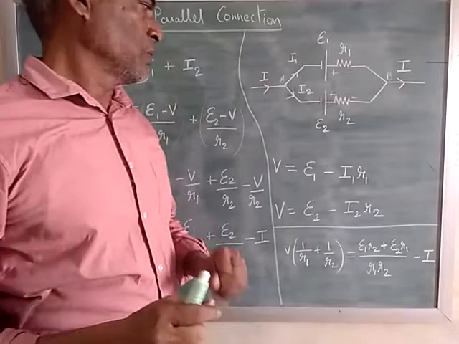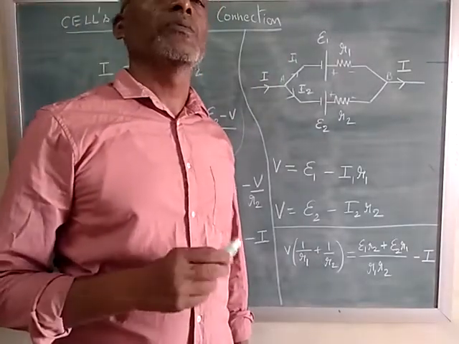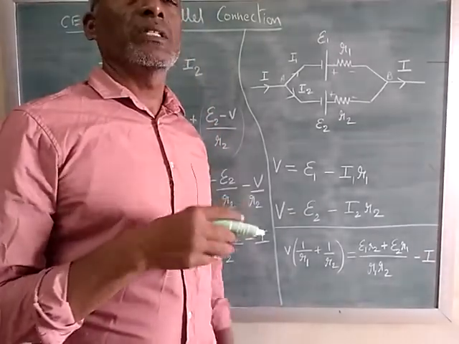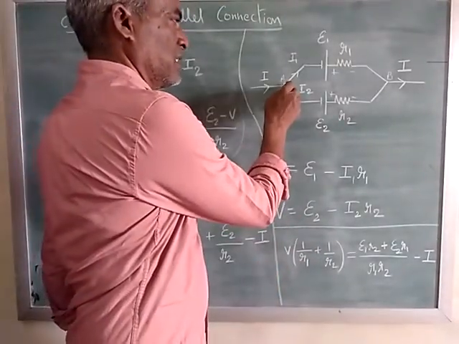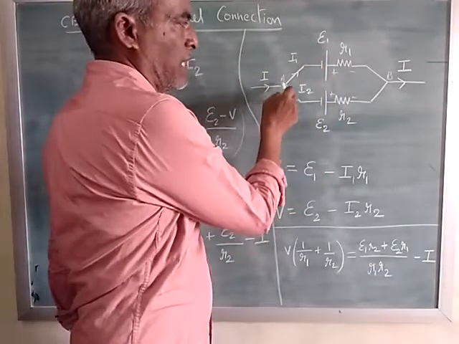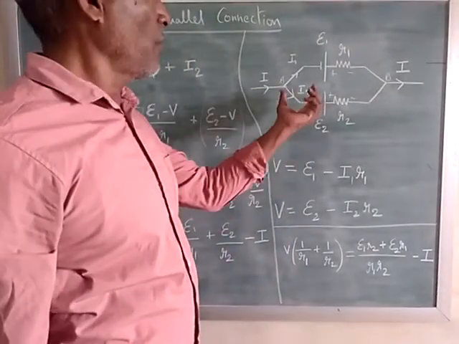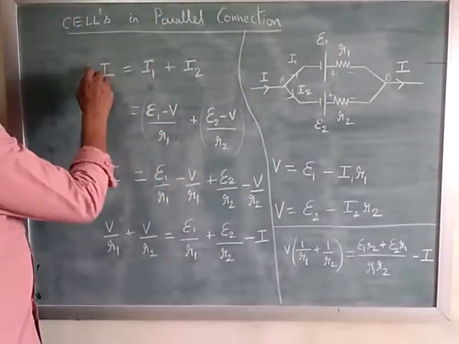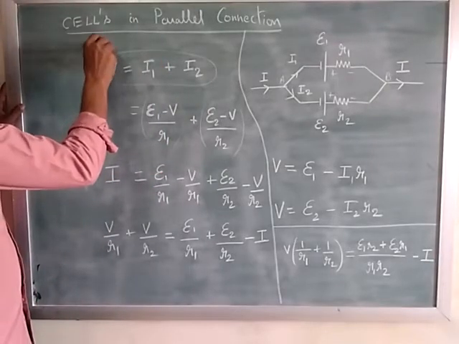Having said that, now we will make use of Kirchhoff's current law. What is Kirchhoff's current law? Sum of the current entering the junction is equal to sum of the current flowing away from the junction. That is, current entering the junction is I. From this node, one current going away is I1, and the another current going away from this node is I2. So if you apply Kirchhoff's current law, I is equal to I1 plus I2.